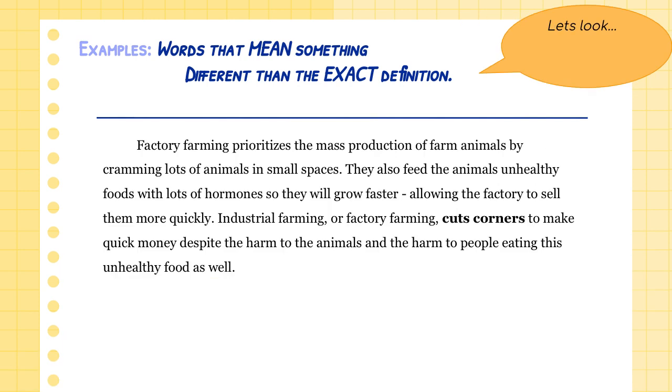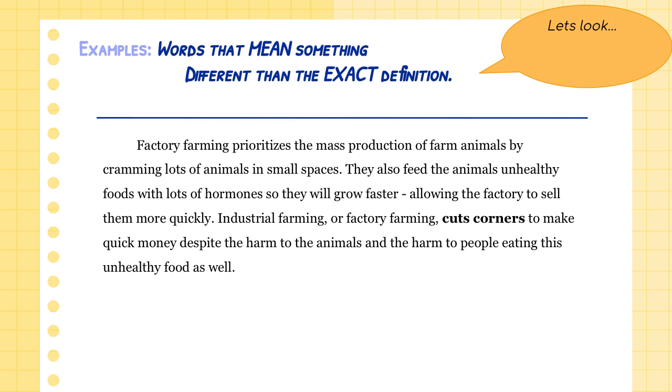All right, let's practice again with another example. I'll read this paragraph this time. Factory farming prioritizes the mass production of farm animals by cramming lots of animals in small spaces. They also feed the animals unhealthy foods with lots of hormones so they will grow faster, allowing the factory to sell them more quickly. Industrial farming or factory farming cuts corners to make quick money despite the harm to the animals and the harm to the people eating this unhealthy food as well.